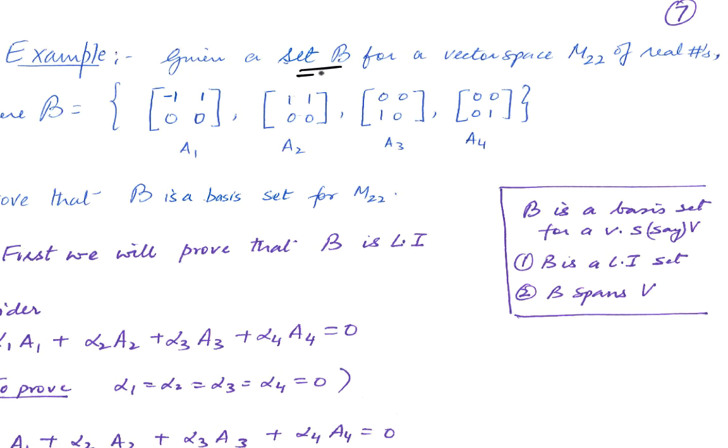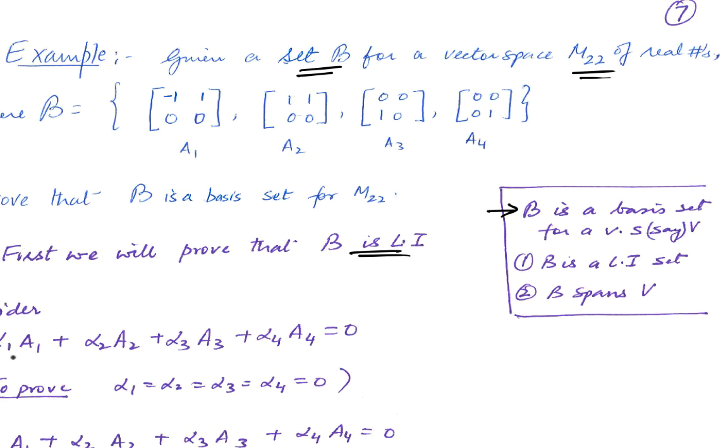So we have a set B, again, another set of the same vector space M22 of real numbers, and we're going to say that this also is a basis set, which proves what we said in the beginning 5 minutes ago, that you can have more than one basis set of a given vector space. Okay, so as we said, this is the definition of a basis set. If it is a basis set for a vector space V, it has to be linearly independent and it has to span V. That means every element can be written as a linear combination of the matrices here, A1, A2, A3, A4. Okay, so first we prove that it is linearly independent.